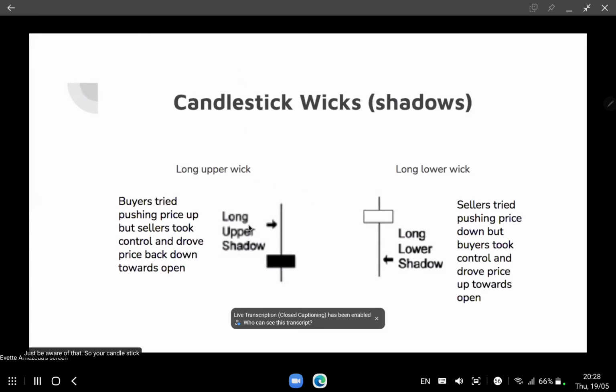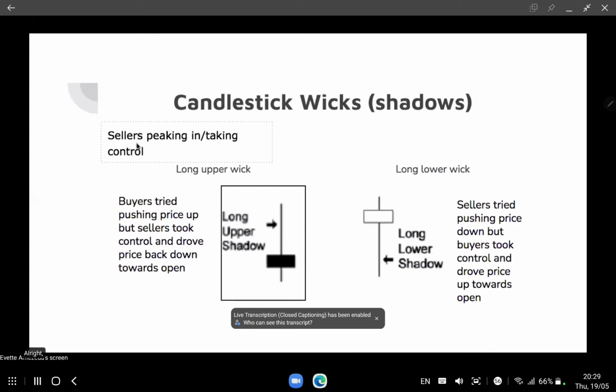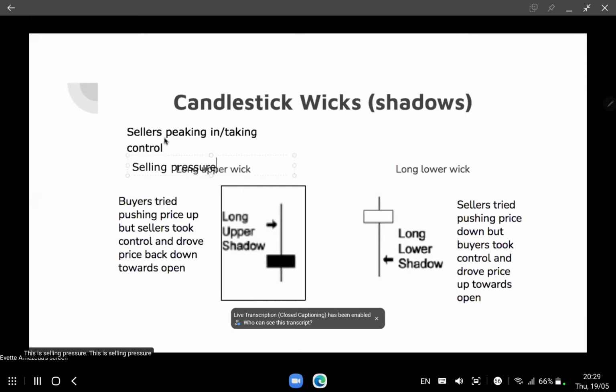So your candlestick wicks, your long upper wick, you guys, keep it simple, keep it easy for you to understand. Long upper wick, the candle on the left. Whenever you see a long upper wick, you're going to automatically think sellers taking control. Automatically, for my people who are usually on my candle calls, this is selling pressure.